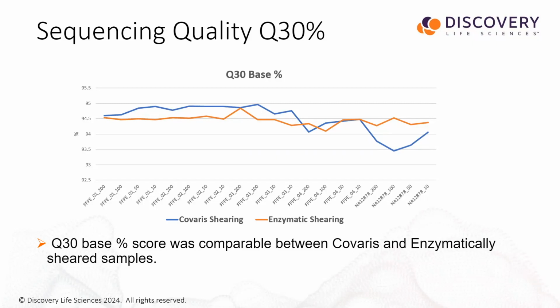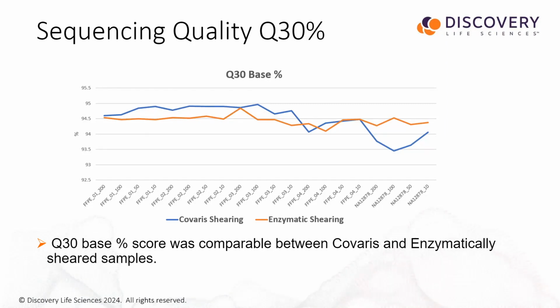The Q30 bases were very comparable between the Covaris and enzymatically sheared samples. Not a big difference in that. I would like to point towards this slide a little bit. Might not seem like a significant difference here, but it is very consistent across the board.